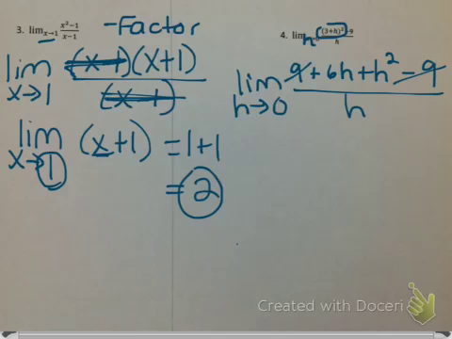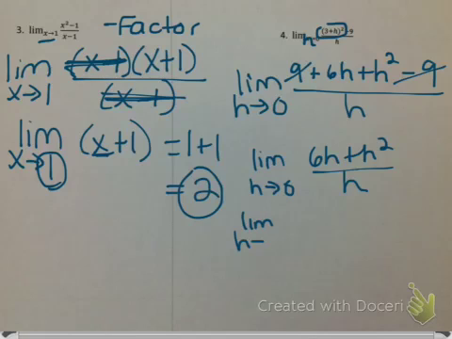Look, the 9's cancel. So I'm left with limit as h goes to 0 of 6h plus h squared over h. Factor out an h and cancel it. So I'd be left with limit as h goes to 0 of 6 plus h. Now I can plug the 0 in.